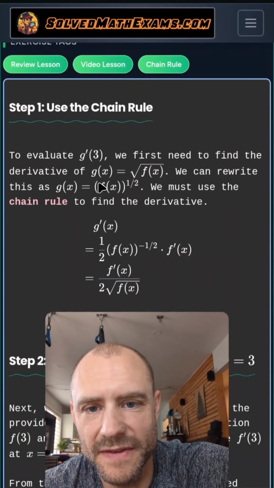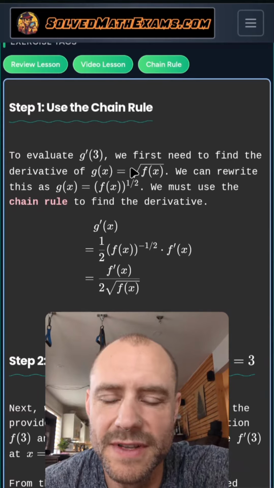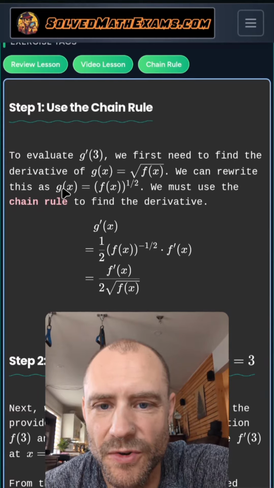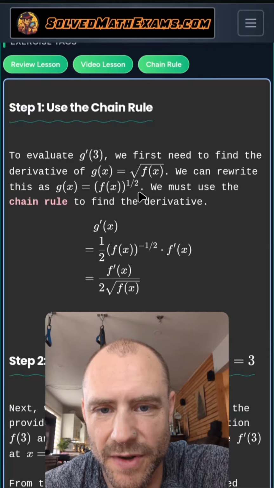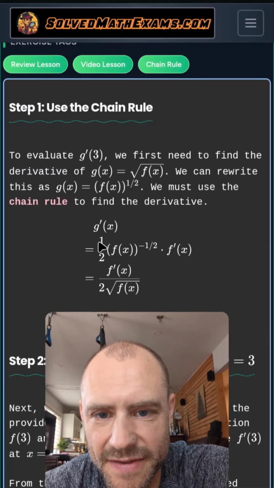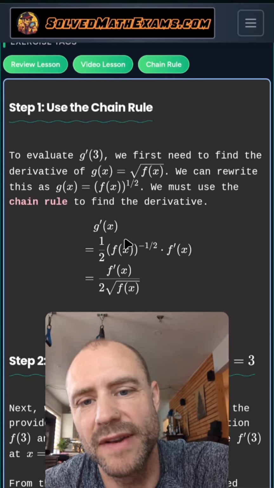Well, here's the function g. If we want the derivative of g, we have to use the chain rule to compute it. So here's just rewriting it. The square root is also this exponent of 1/2. When you take the derivative, this 1/2 comes in front. Then you have to subtract 1 from that, which gives you the minus 1/2. And now you've got to multiply by the derivative of whatever's in here.